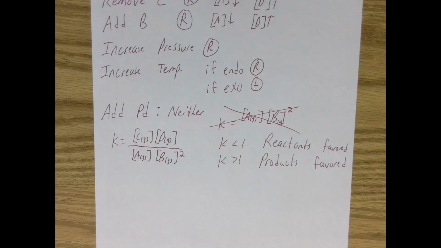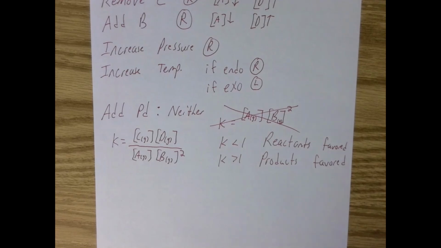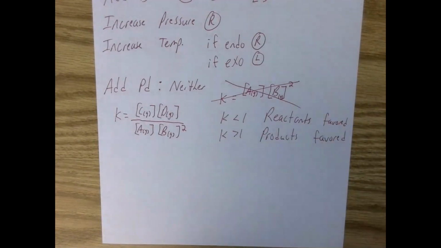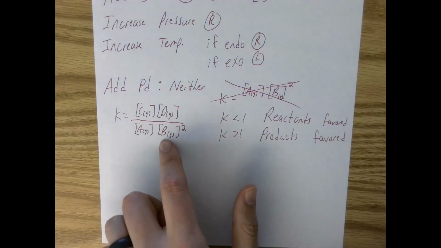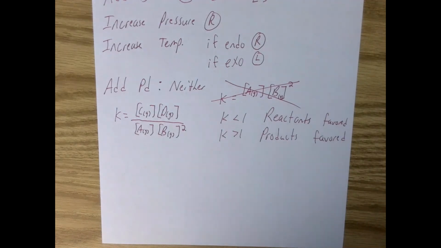Then, could I give you some concentrations for C, D, A, and B and ask you to solve for K? Yeah. Could I just give you some numbers and ask you to tell me if the products or reactants are favored? Yeah. If it's greater than 1, products, less than 1, reactants. Okay. So the way you'll typically see it, and there's some in the study guide, is I'll just give you a reaction and ask you to solve for K, and I'll give you the concentrations. So you have to first write the expression and then plug in and solve for K.